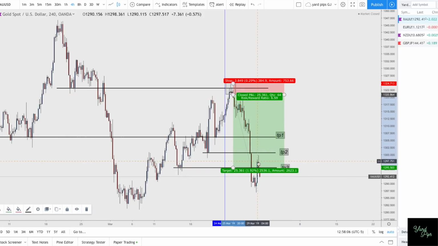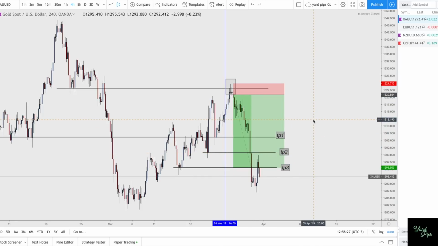We risked 38 pips and our reward was 253 pips if TP3 was hit. If TP1 only was hit, it would be 148 pips, and TP2 would have been 202 pips. Simplicity. Easy trades, guys. Very easy trades.